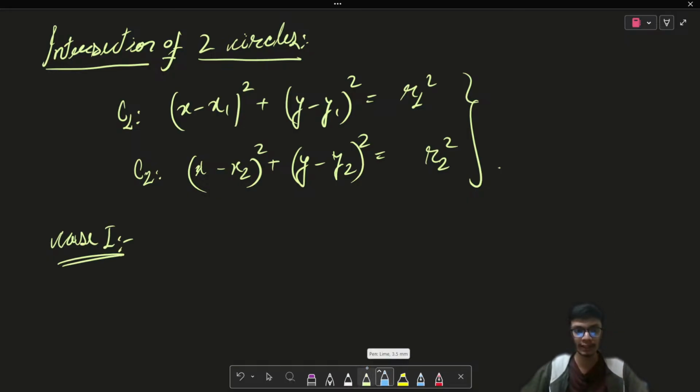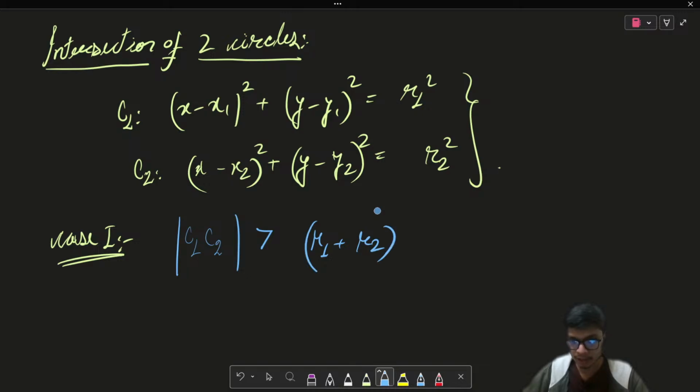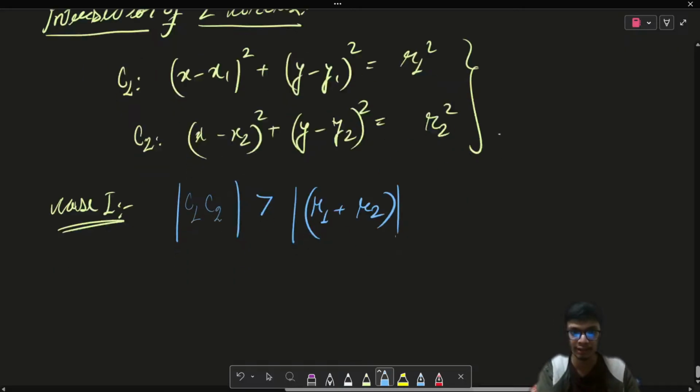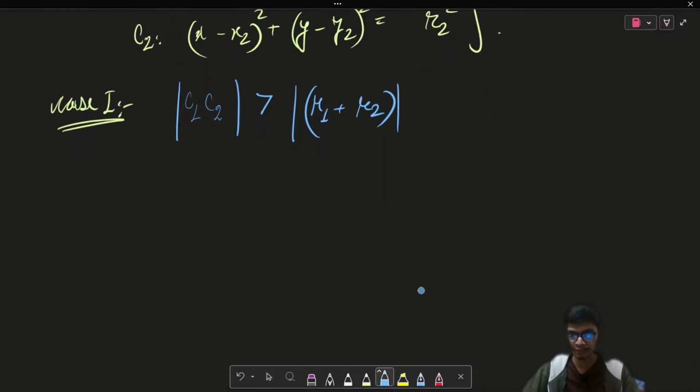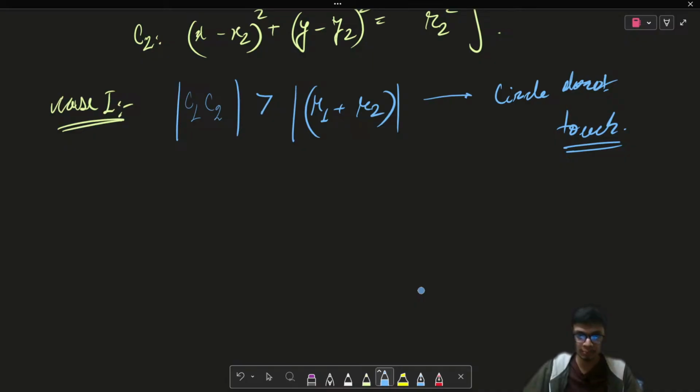In case 1, the center to center distance, that is |C1C2|, is greater than R1 + R2, the sum of the radii. Then obviously the circles are never touching each other. So the circles do not touch. What can be a simple example like this?